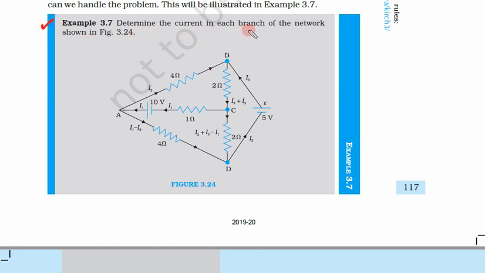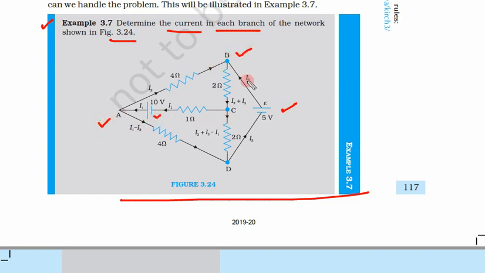Determine the current in each branch of the network shown in this figure. So we are given this figure and we have to determine the current in each branch of this network. Here you can see this network is much more complicated. First let us identify the batteries. So here there are two batteries, battery 1 and battery 2.